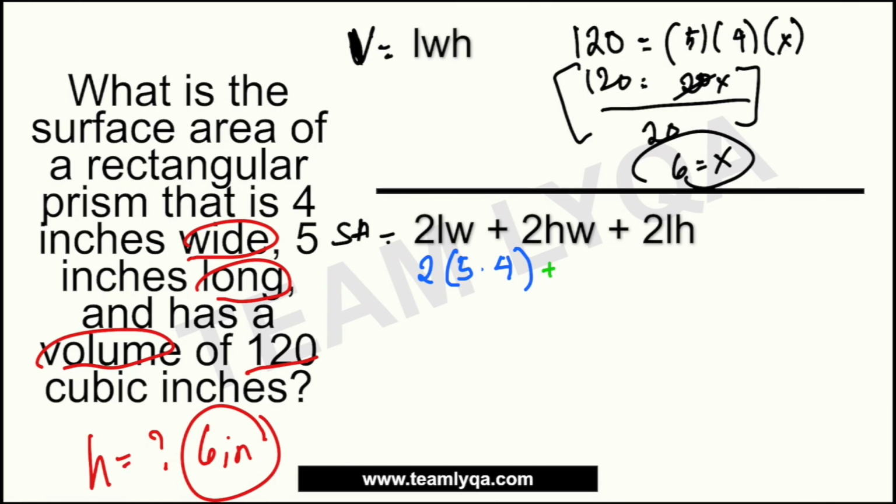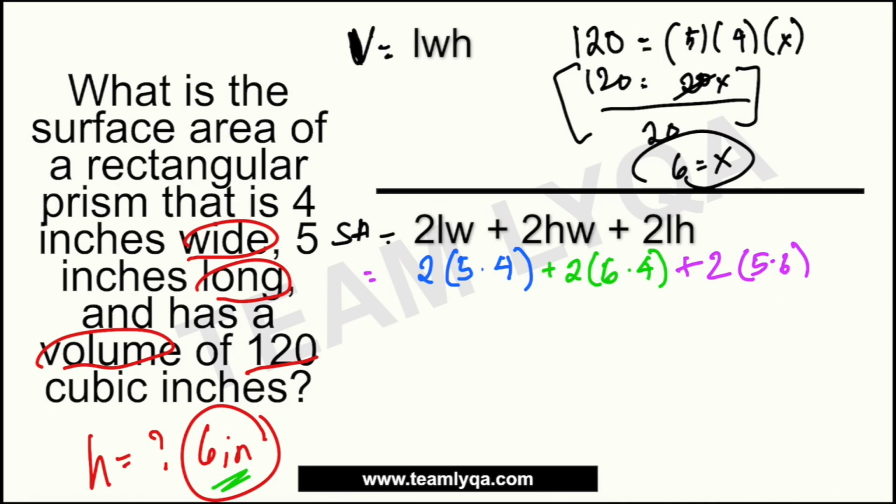Tapos, dadagdagan natin yung ating height and width naman. Twice the height. Ang height ay, nakita na natin kanina, 6 inches. So, siya magiging 6. And then, yung width natin, which is 4. And then, yung ating panghuli, yung ating twice the length, which is 5. And then, yung ating height na nakakuha na rin natin kanina, which is 6. And then, we're just going to solve everything.